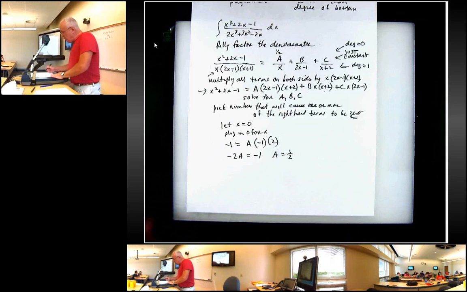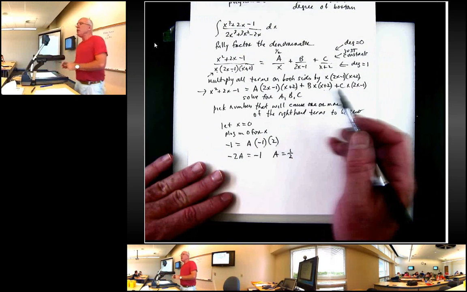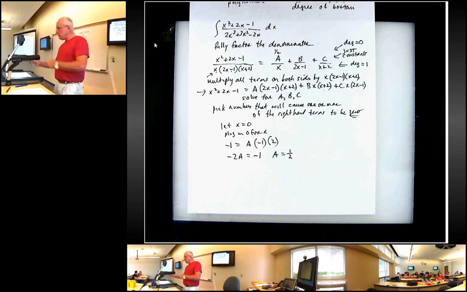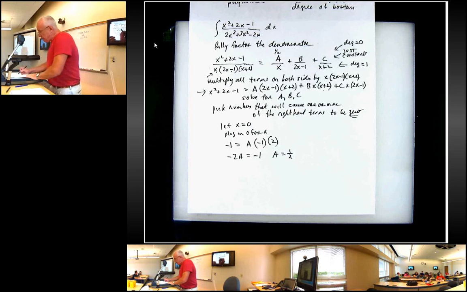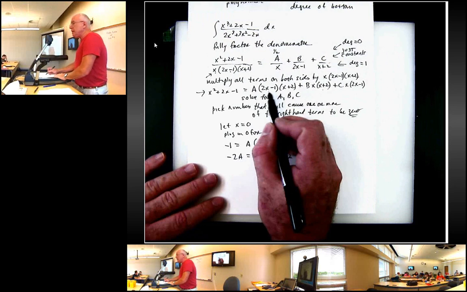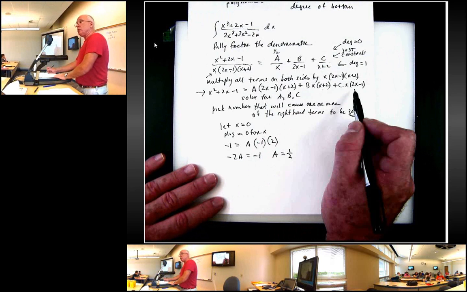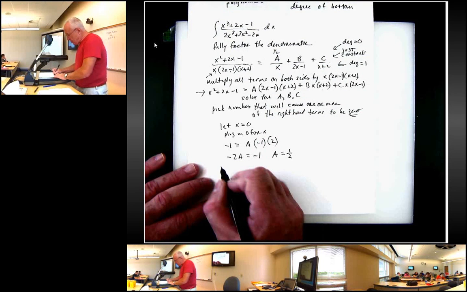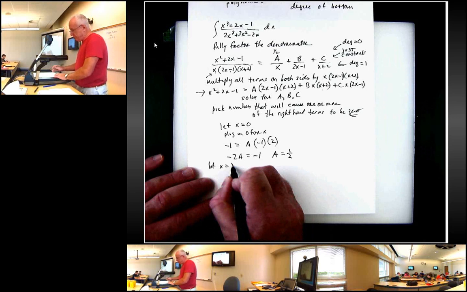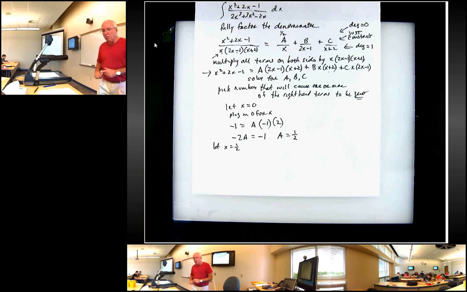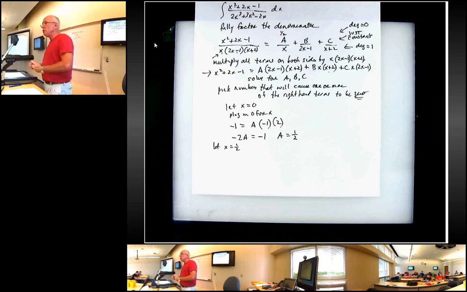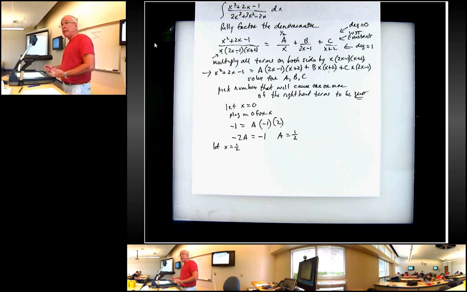Okay, now what's another value of x that I can pick that's going to cause some of these terms over here to zero out? 1/2? Yep, 1/2 will. If I pick 1/2, 2 times 1/2 minus 1 is 1 minus 1. That'll zero that term out, and it'll also zero my last term out. So 1/2 is another good number. So let x equal 1/2. The only problem with 1/2 is that we just have to grin and bear it: we have to do a little fraction manipulation here on the left-hand side.